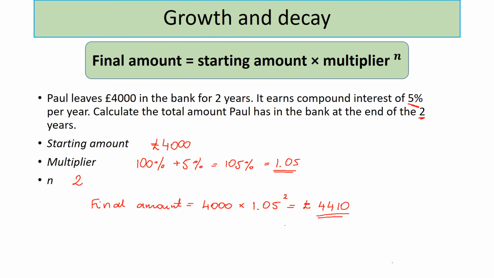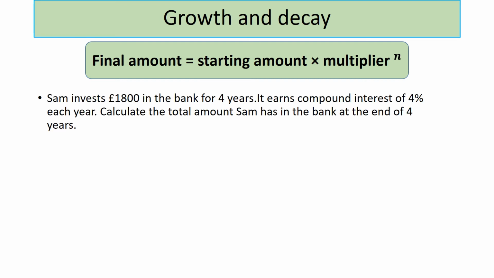Okay, let's have a look at another one. Something very similar. So Sam invests £1,800 in the bank for 4 years. It earns compound interest of 4% each year. Calculate the total amount Sam has in the bank at the end of the 4 years.